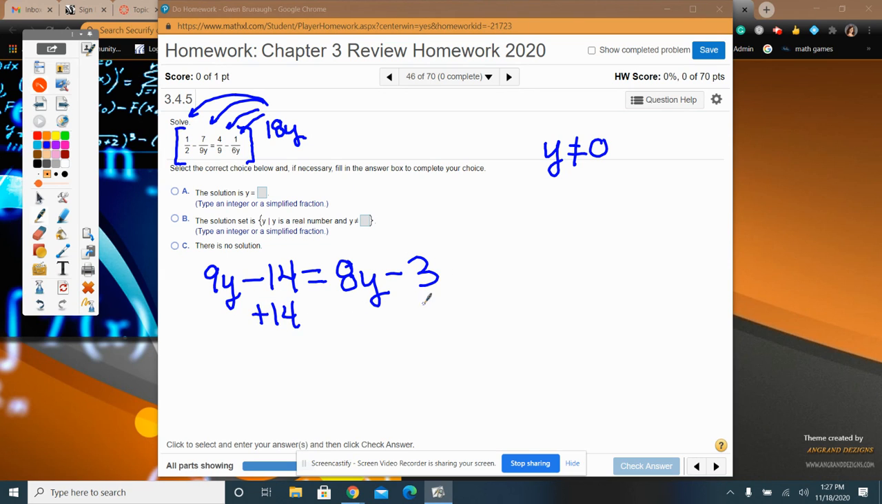I'll add 14 to both sides. And I'll subtract 8y from both sides. And I get y equals, it looks like 11.